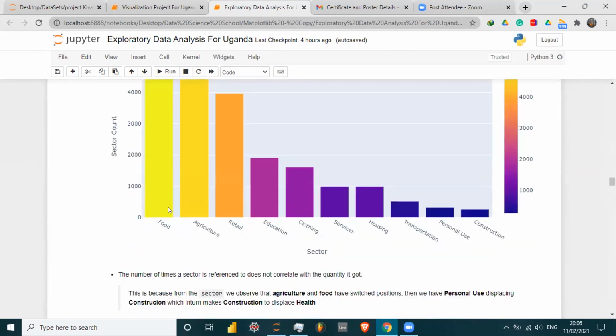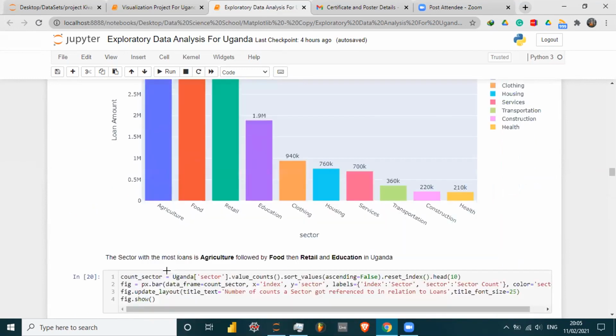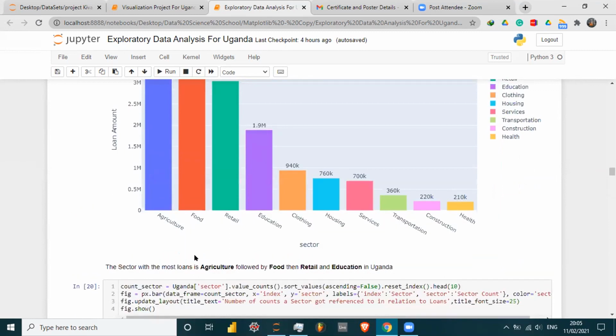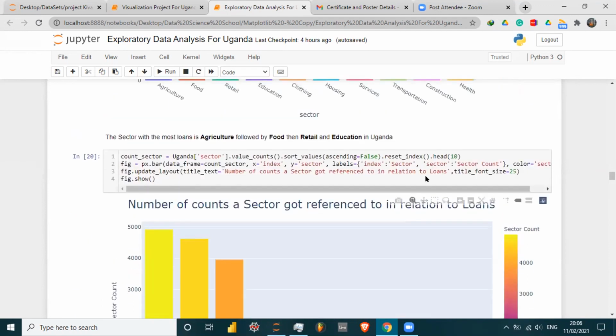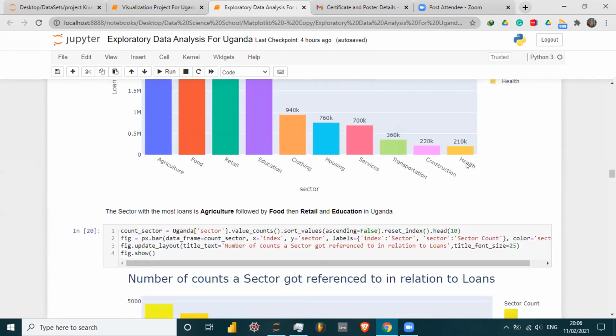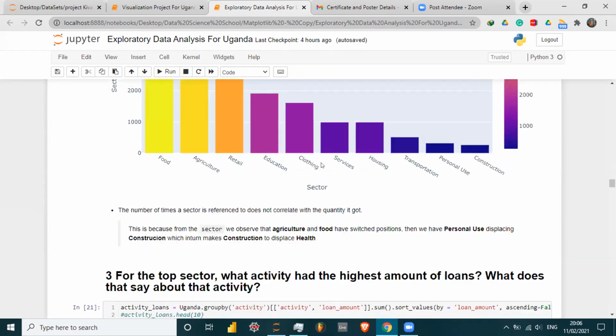And we found that food actually is now topping, while before agriculture was topping. Then when you look at the last bit, we have construction, personal use, and transportation. We have health coming in at the last part here, and before it was construction. So I wrote in a markdown that the number of times the sector is referenced does not correlate with the quantity of loans it got.